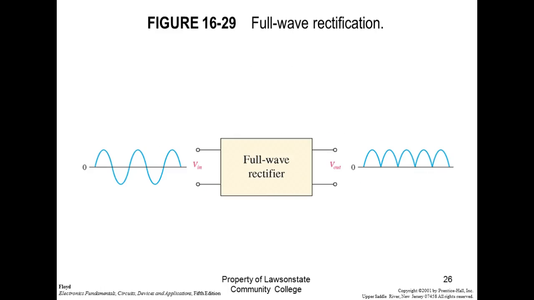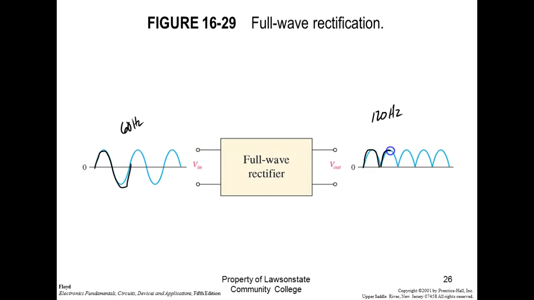This is the block for a full wave. We get in a sine wave, but we're taking advantage of both alternations, which means the output frequency is twice the input. This is one cycle over here, and this is a cycle over here. You understand that? So if I'm putting 60 hertz in, then I'm going to get 120 hertz out. You understand why? So half wave, the output frequency is the same as the input frequency. Full wave, the output frequency is twice the input frequency.